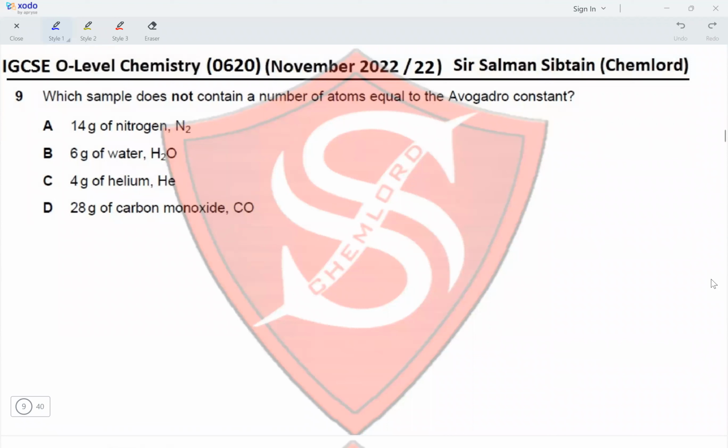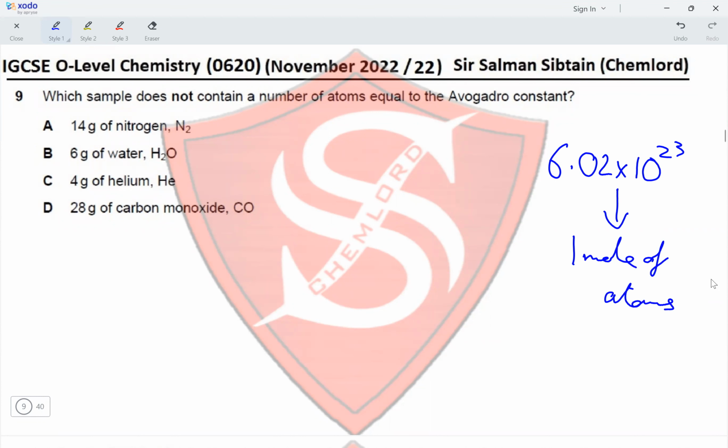Question 9. Which sample does not contain a number of atoms equal to the Avogadro's constant? So the value of the Avogadro's constant is 6.02 times 10 to the power of 23, and this is present in 1 mole of atoms, because atoms are asked here. So in option A, we've got 14 grams of nitrogen. 14 divided by MR, which is 28, gives us 0.5 moles of N2. And since there are 2 nitrogen atoms per molecule, when you multiply 0.5 by 2, we end up with 1 mole. So this would contain the same number of atoms as the Avogadro's constant.